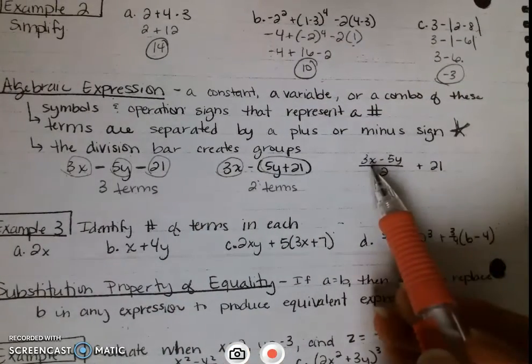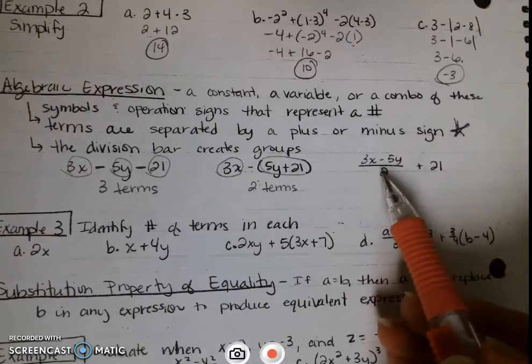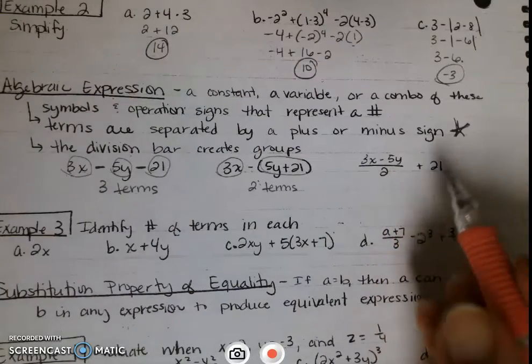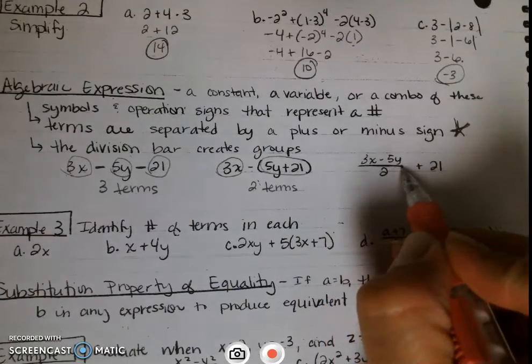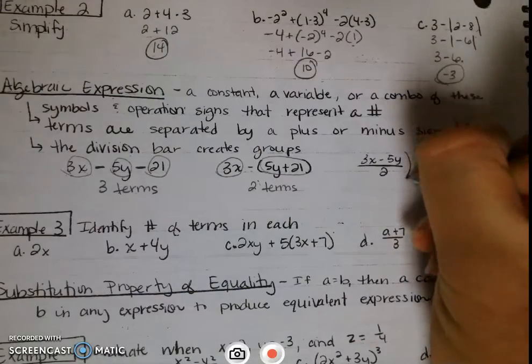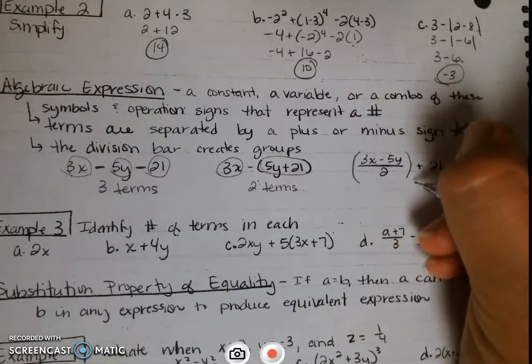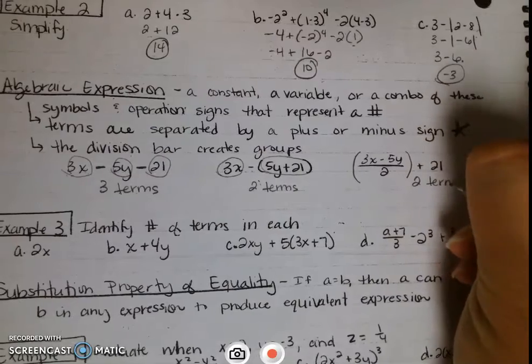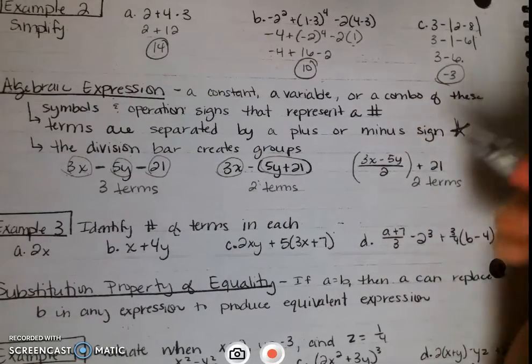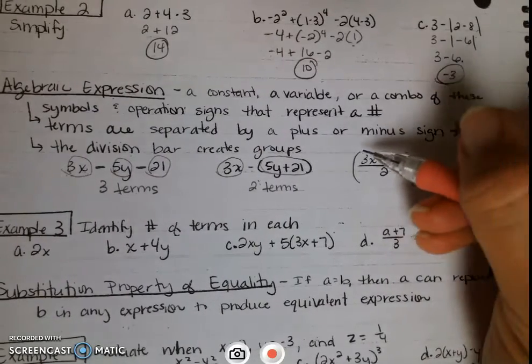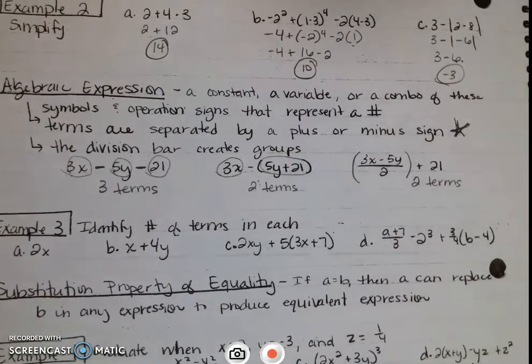All right, the next one, 3x minus 5y divided by 2 plus 21. So the division bar here creates groups. It has grouped all of this together as 1 term. So this has 2 terms. Okay, because the division bar has created a group, a very large group.